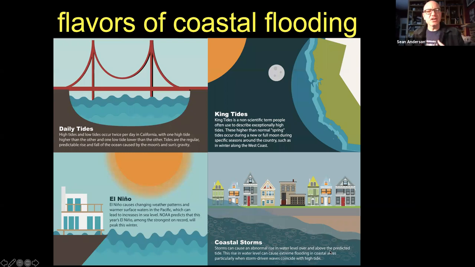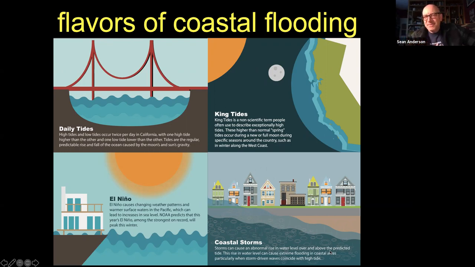What is coastal flooding? So how does it actually manifest with all these things I've just talked about, sea level rise, et cetera? We have a couple different flavors. We have the daily tides, and this would be the stuff that just goes on day in, day out.